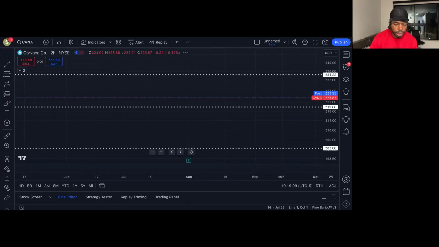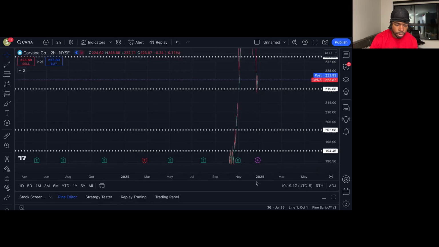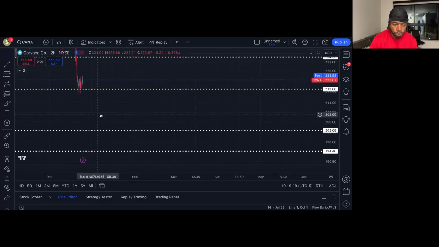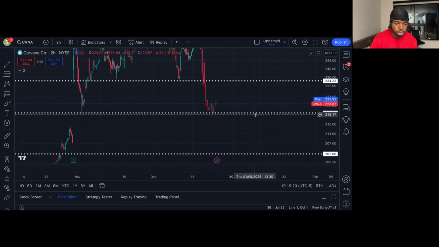Let's see if I go further back, if I'll see any hits at these levels. I don't think Carvana's ever been this high. There's a lot of order imbalance here on Carvana. So likely if we break below 219.88, this is going to be a huge move to the downside here.